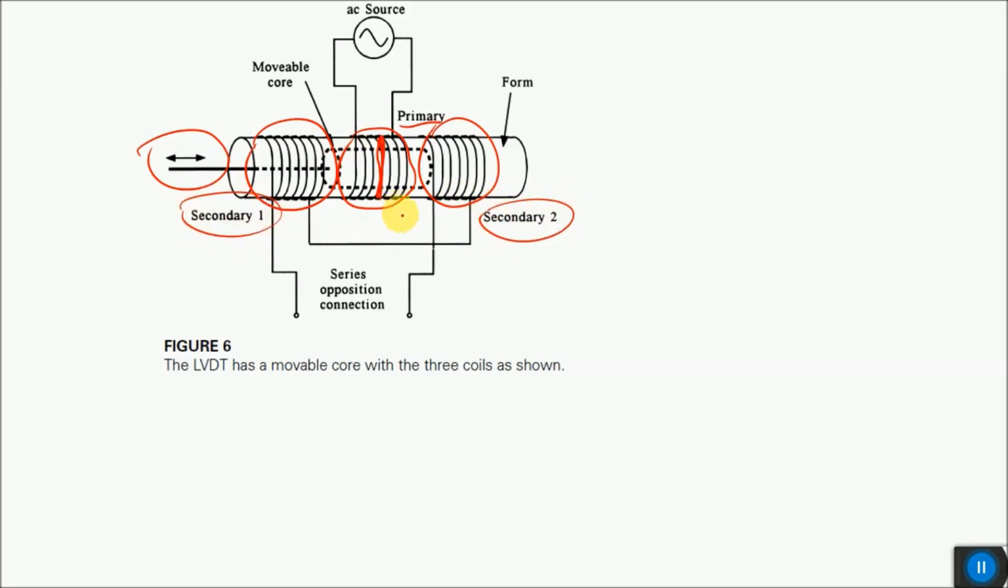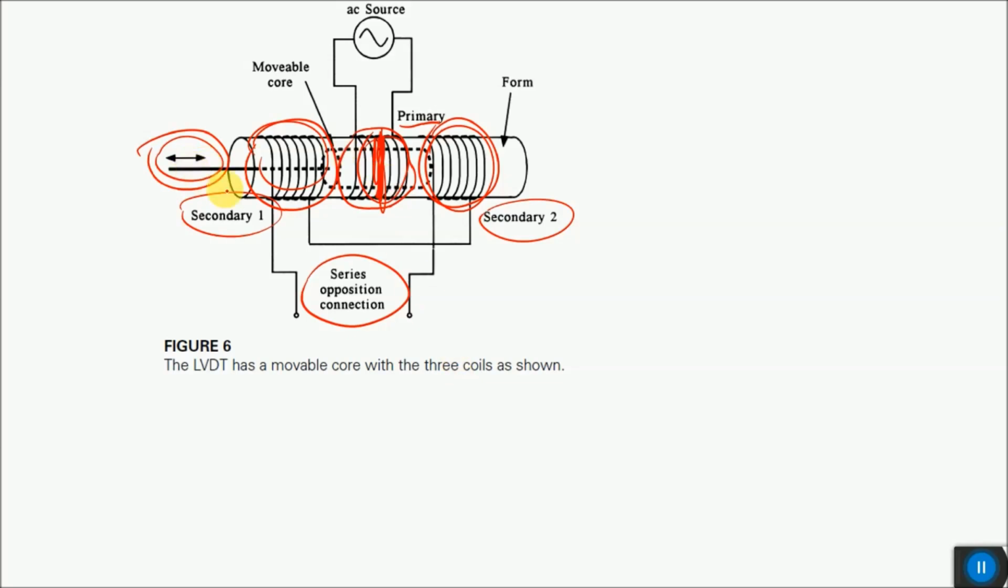So the induced EMF, or the coupled magnetic flux, of the primary coil with both of these secondary coils will be equal. This means that if we connect these two secondary coils in series opposing connection, we will get a zero output when the core is in the middle position, or the mean position, and has no displacement, and the flux linked to both these coils is equal.